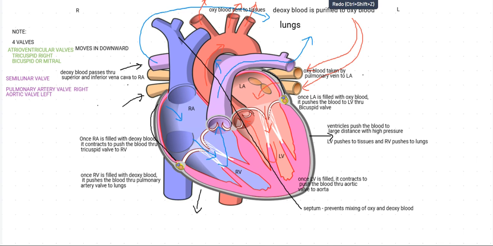Now we need to remember that atrioventricular valves always open in the downward direction and the semilunar valves always move the blood in the upward direction. These valves are meant for preventing the backflow of blood because they always move it in one direction.